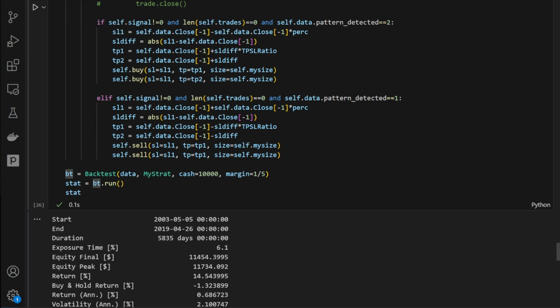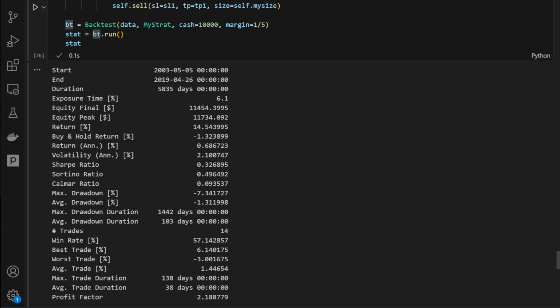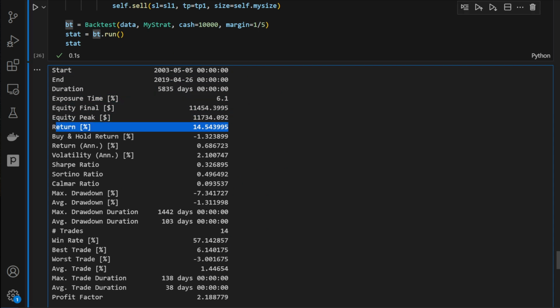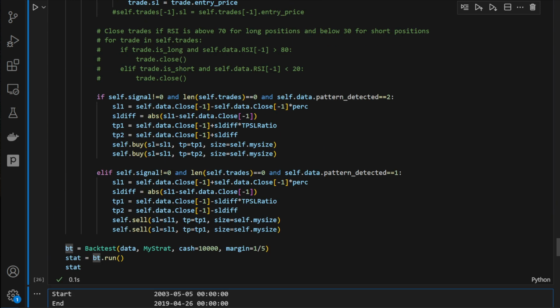And when we run this backtest, we get something around 14% in returns total. We have always a win rate of 57% so far. The maximum drawdown is -7% and -1.3% for the average drawdown. So it's not bad, but we haven't improved much so far.